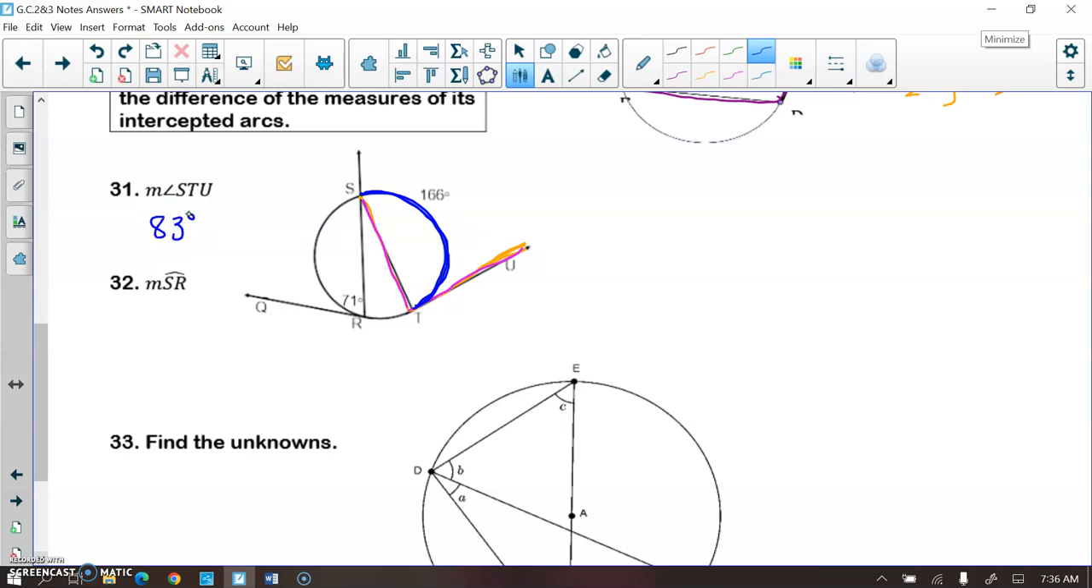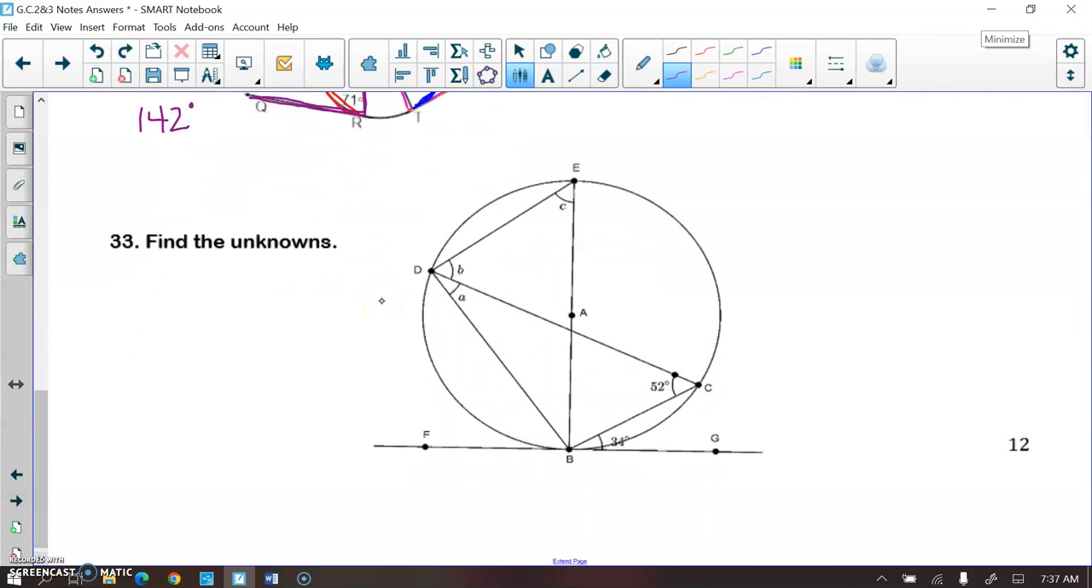And then we want the measure of arc SR, which is this arc here. And that arc is actually formed by this angle, which again kind of looks like an inscribed angle. It's slightly different. It uses the same rule though. It's an angle formed by the tangent and the secant. So if I do 71 times 2, I would get my arc length, which is 142.